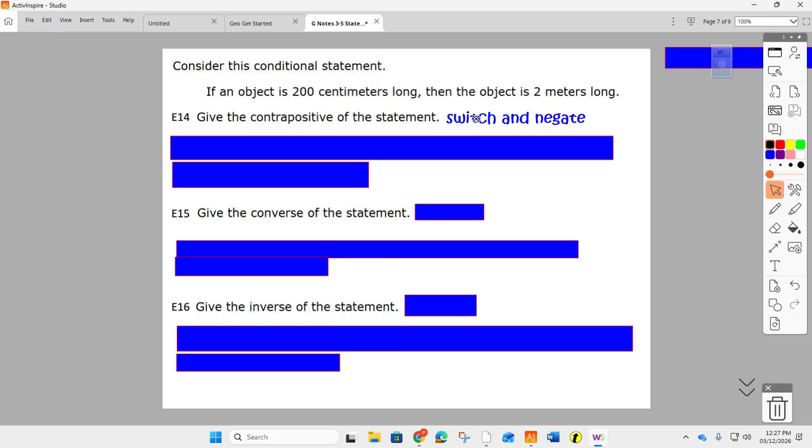So the hypothesis and conclusion switch places. And since this one is a positive, then we're going to make everything a negative by using the word not.